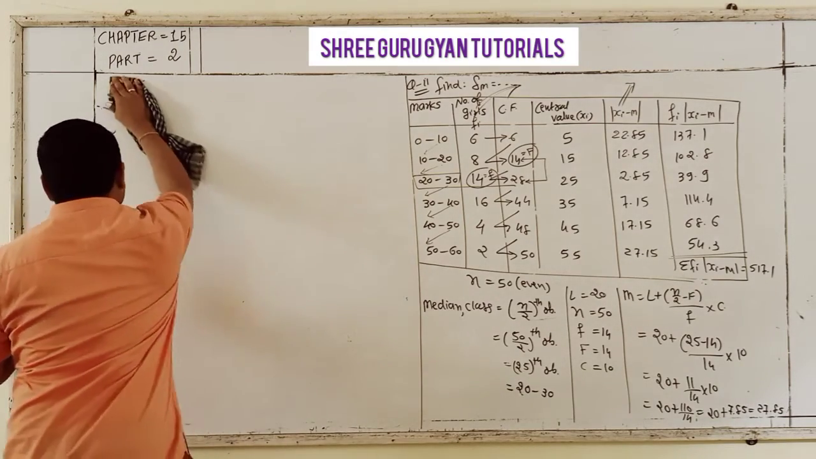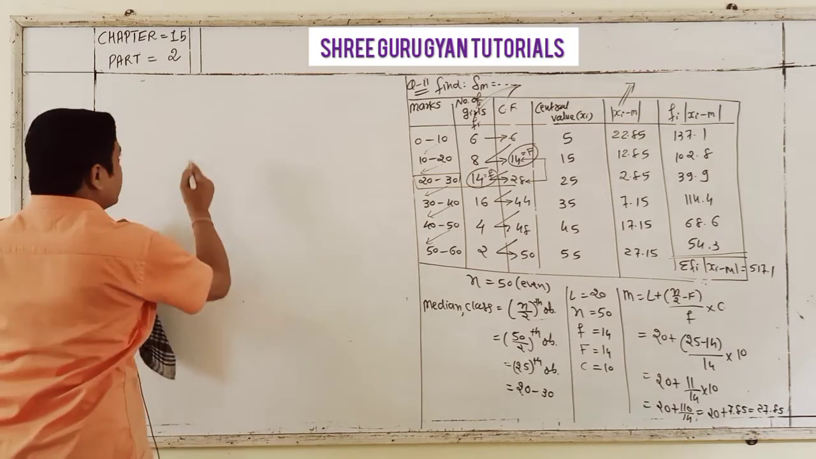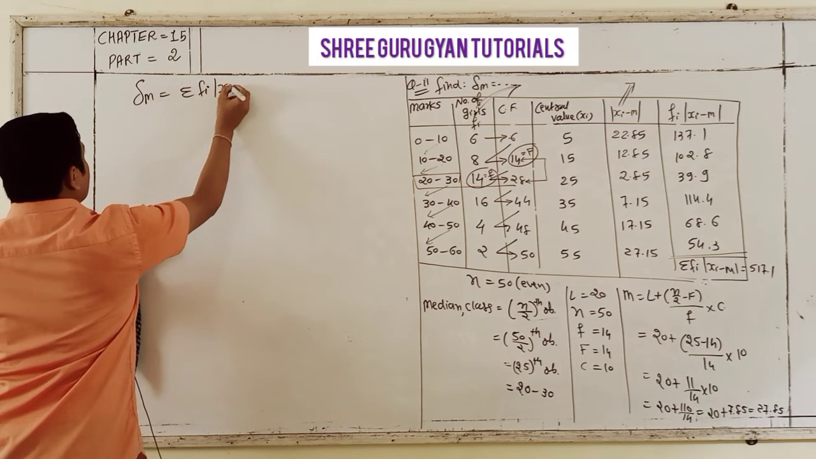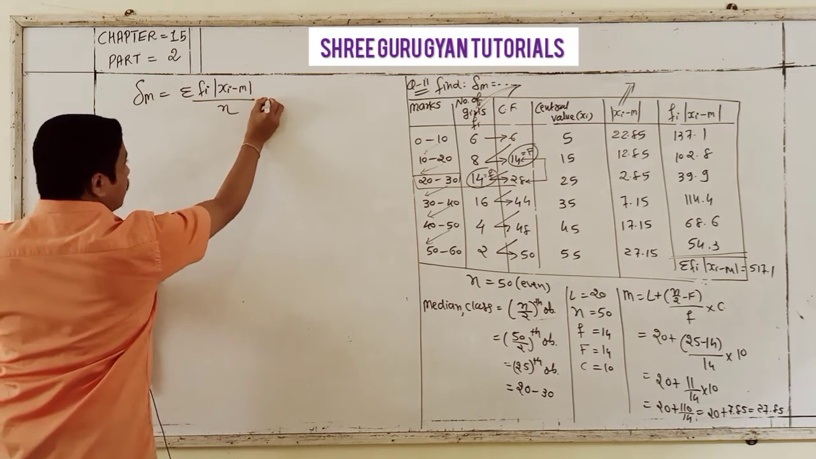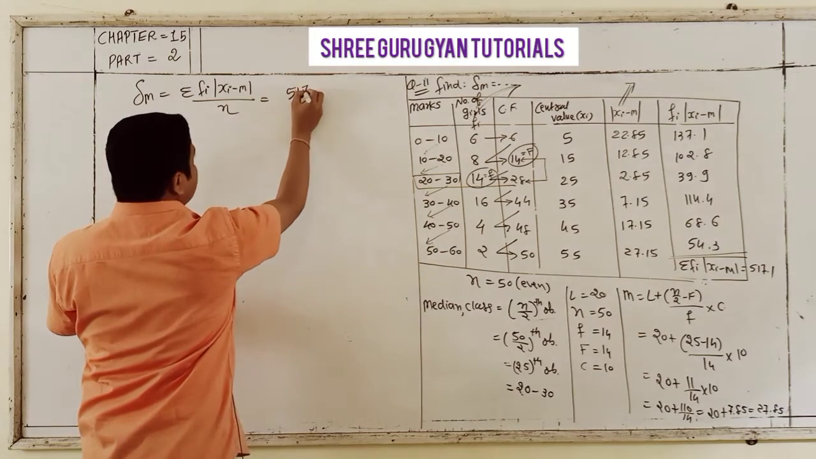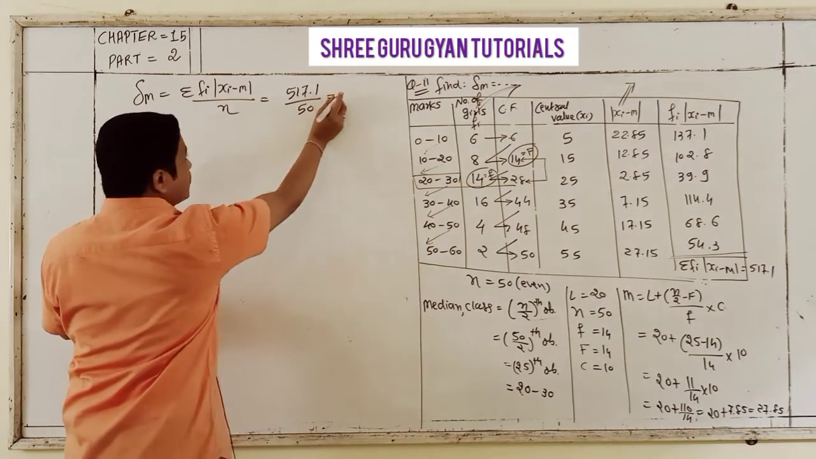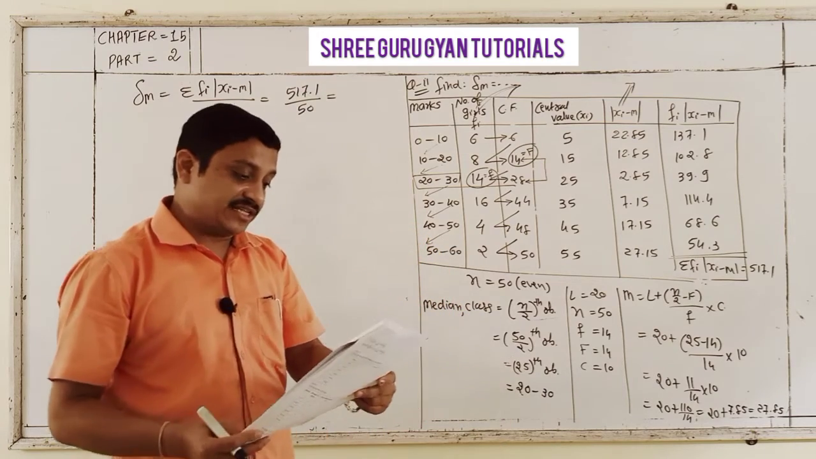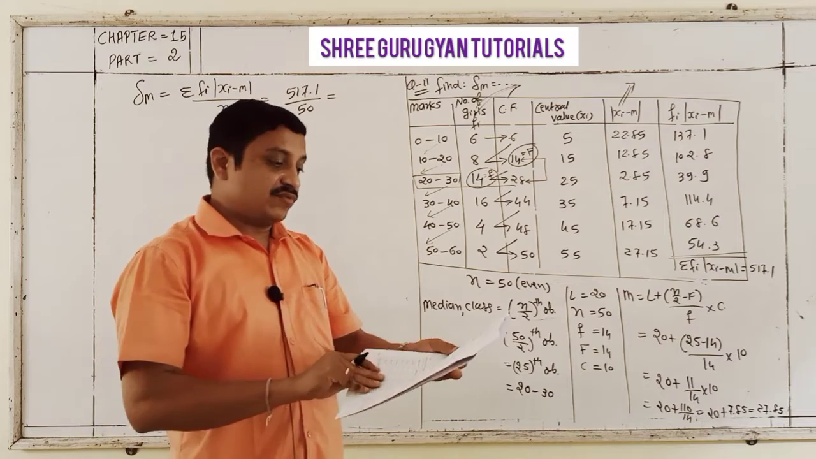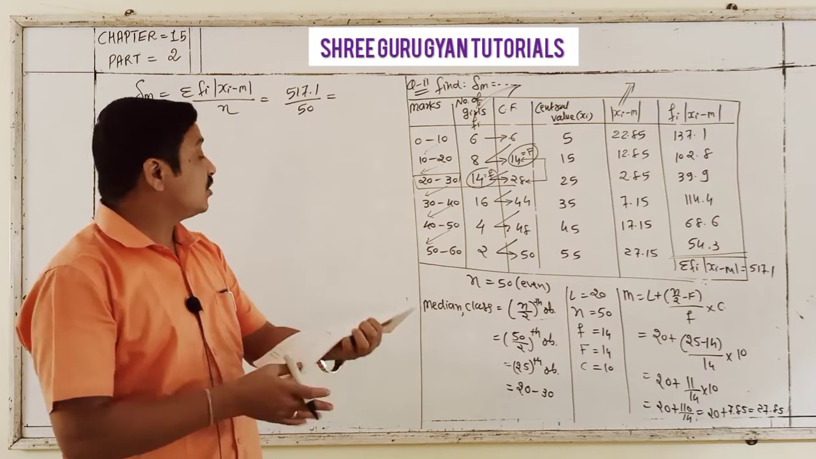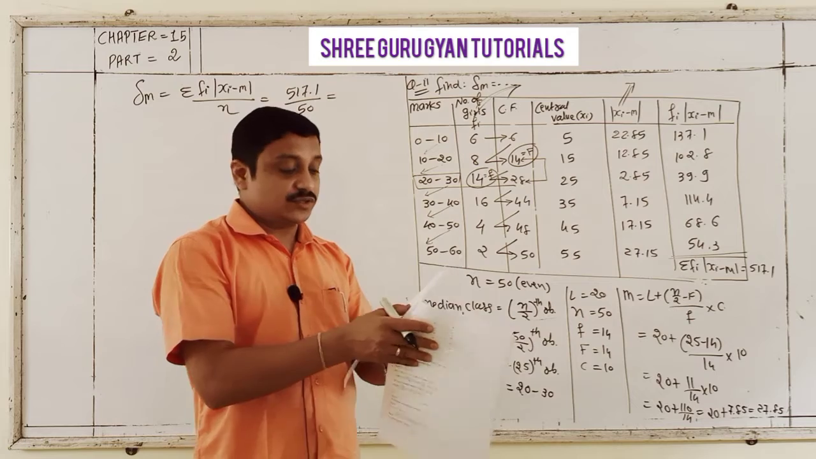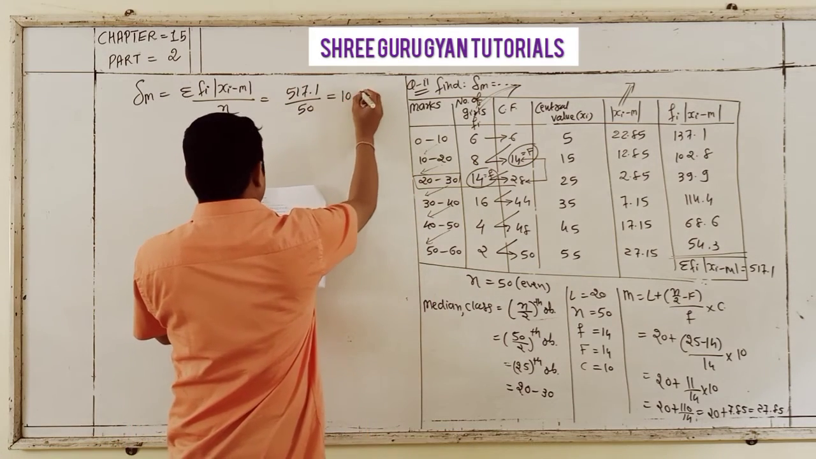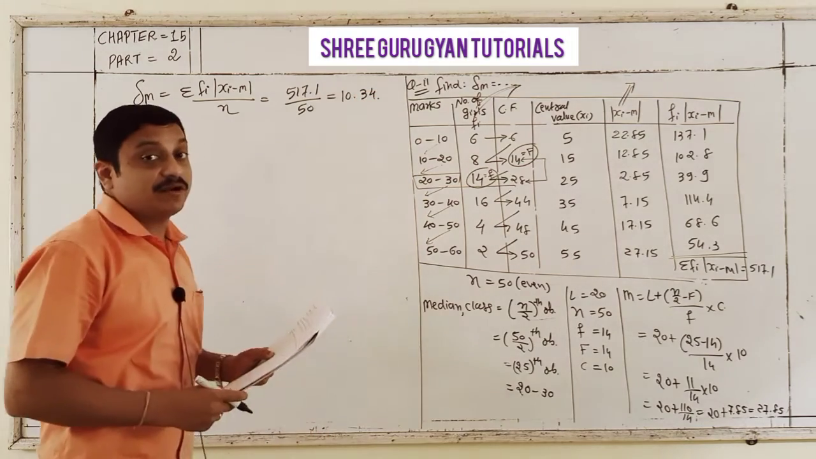It's a very simple part. So delta m, which is sigma fi |xi minus m| upon n. So 517.1 upon 50. And here, students, you will divide it by 2 and get the final answer. With that, our final answer for question number 11 is done here, students. For the 27 point, yes, 10.34, 517.1 divided by 50.